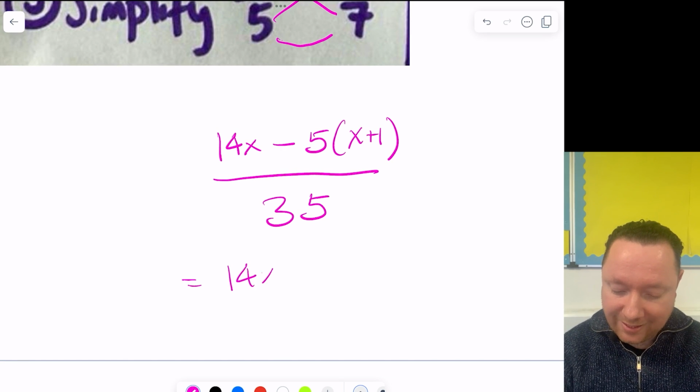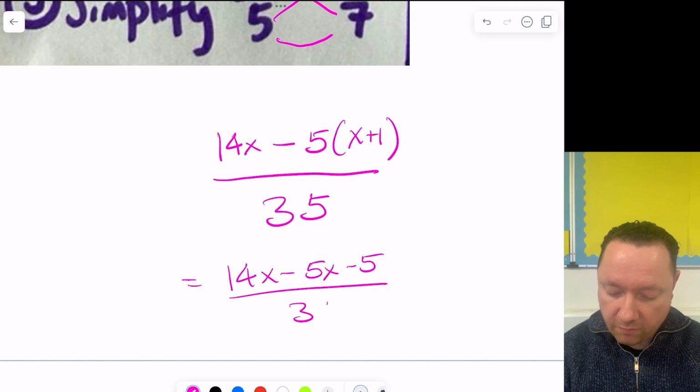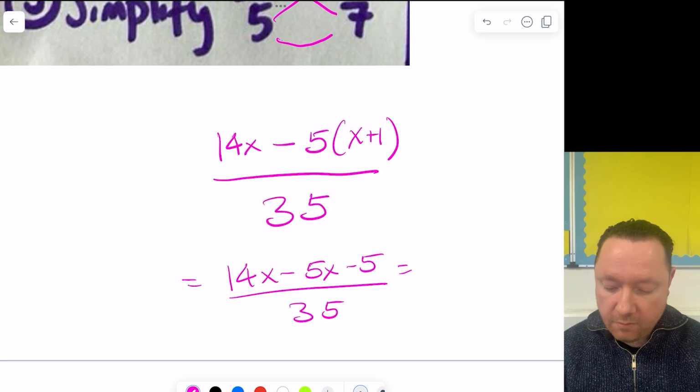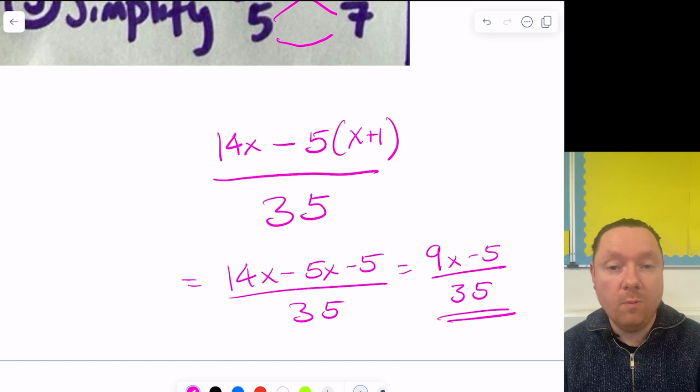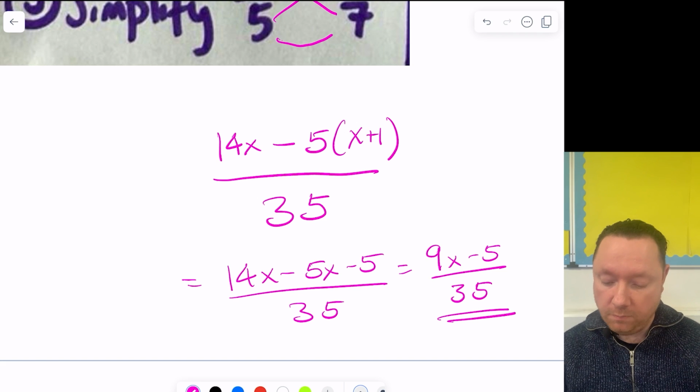That's 14x minus 5x minus 5, all over 35. 14 minus 5 is 9, so you get 9x minus 5 over 35, and we're done there because there's no common factor on the top to simplify it further.